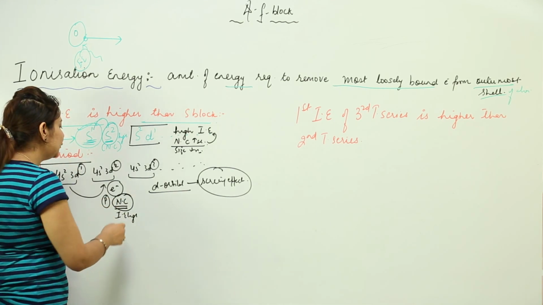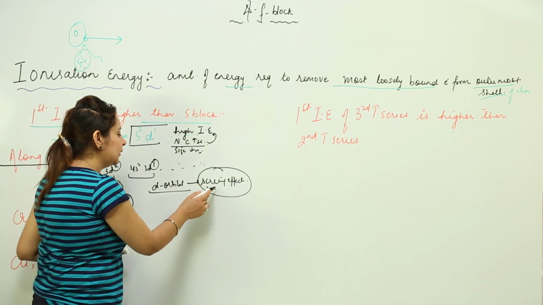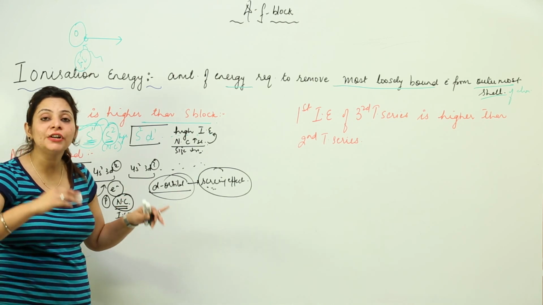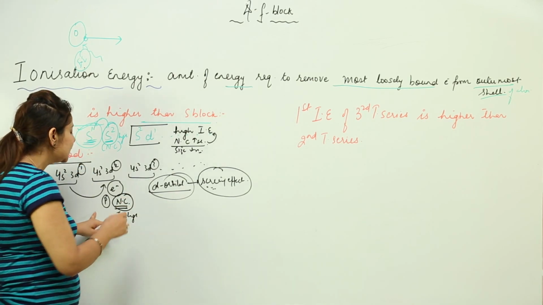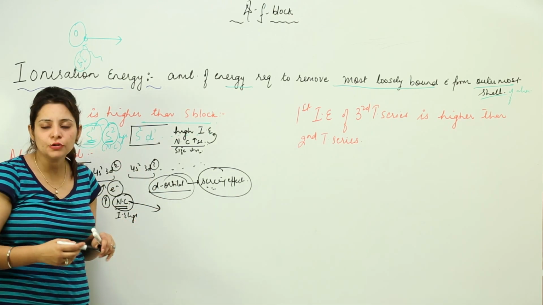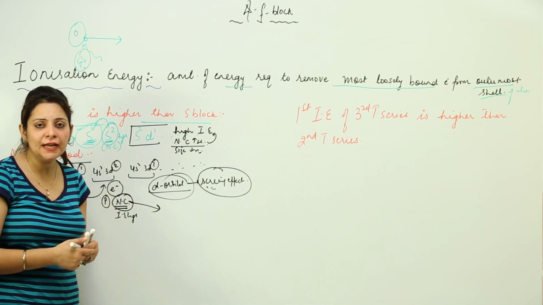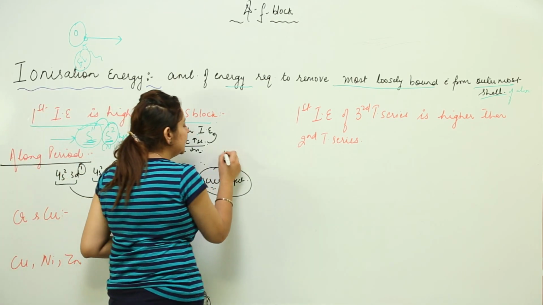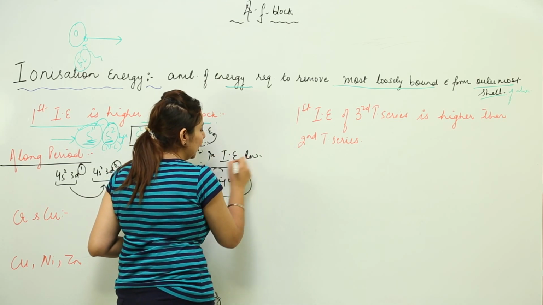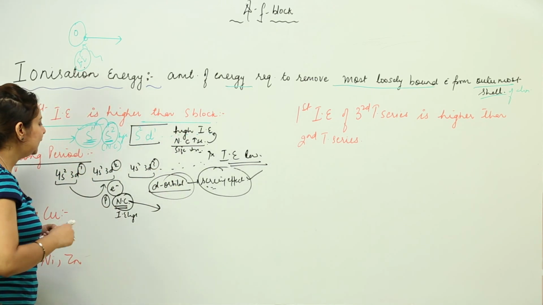So out of this nuclear charge and screening effect, what is there? These d orbital electrons are screening the valence electrons. So they are not letting the exact nuclear charge reach the outermost shell electron. Due to which there will definitely be an increase in the ionization energy, but the increase will be very low. And what is the reason? The screening effect is the reason, right. I think you got it.